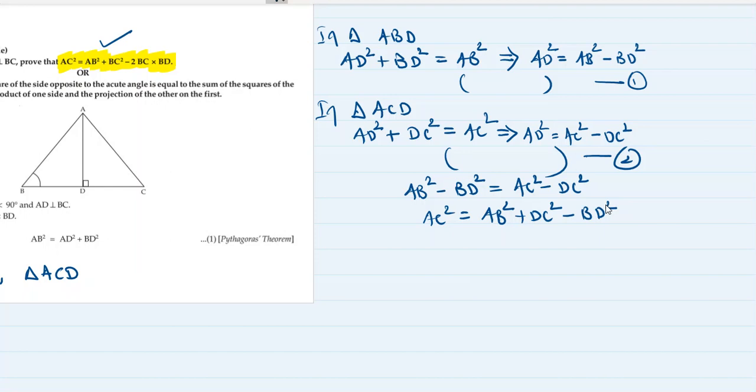Now, in this whole thing, what is missing? I can see one thing which is missing, and that is BC. I don't see BC square. I see AB square as it is, AC square is here, but there is no BC. So how do I bring in the BC? We can do two things. We can work with DC square and BD square both.